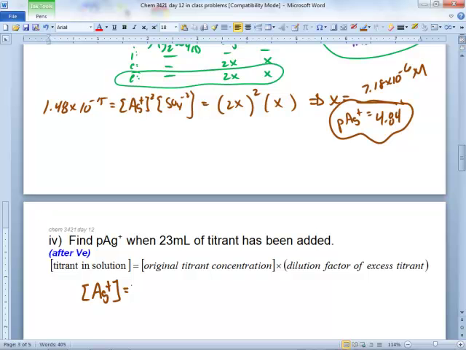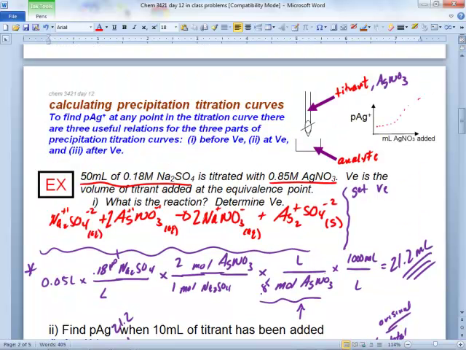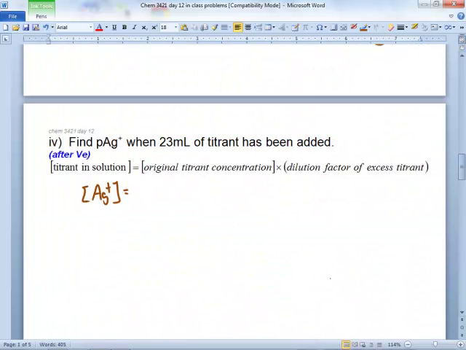So the concentration of this extra silver that you just dumped in is the original titrant concentration, which we said was what? Remember where the titrant is? It's 0.85 molar. That's what's in the buret. That's the concentration of the silver, times the dilution factor, because it's not 0.85 molar anymore. The stuff in the buret is, but once it mixes in with what's there, it's going to be a lot less.